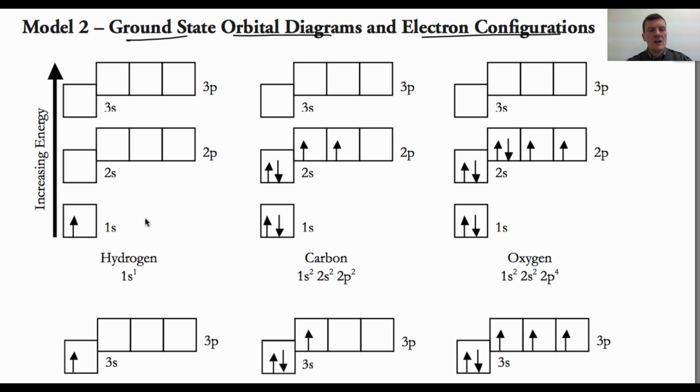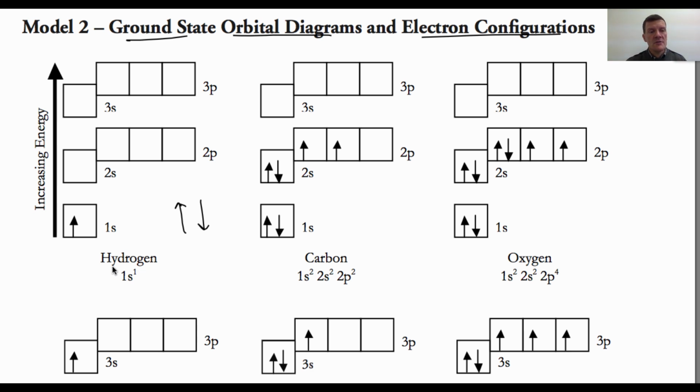So, the arrows are representing electrons. You're going to have an arrow that is pointed upward and an arrow that is pointed downward, and that's because it's believed that electrons, if they are in the same orbital, are spinning in opposite directions.